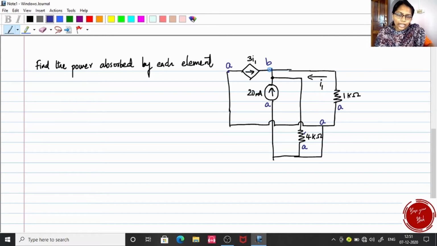Again the same principle, let us travel from this point. B is extended over here. And again B has another route to take, which is this point. That means the 4 kilo ohm has the other point to be B. And also B is the other side of this independent current source, 20 milliampere. This point is also B.